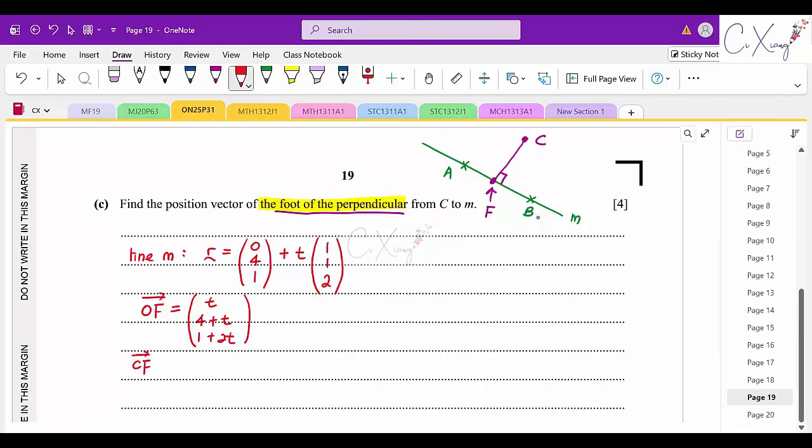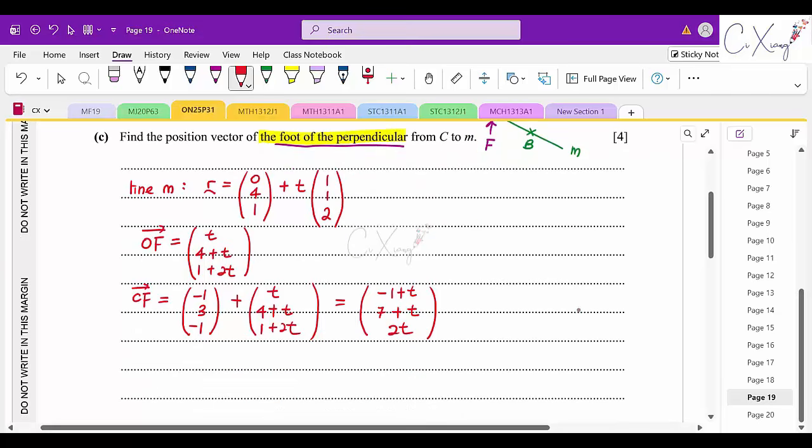So what is CF? CO plus OF. What is CO? CO is -1, 3, and -1. What is OF? This is what we have for the OF here. If I simplify them, what I have here is -1 plus t, 7 plus t, then -1 plus 1 becomes 0, so I'm having 2t. This is the CF.